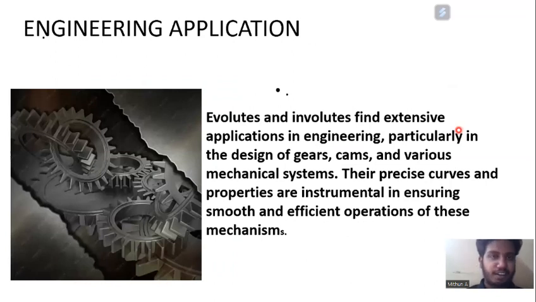So, engineering application of involutes and evolutes. Evolutes and involutes find extensive application in engineering, particularly in the design of gears, cams, and various mechanical systems. And these precise curves and properties are instrumental in ensuring smooth and efficient operation of these mechanisms.